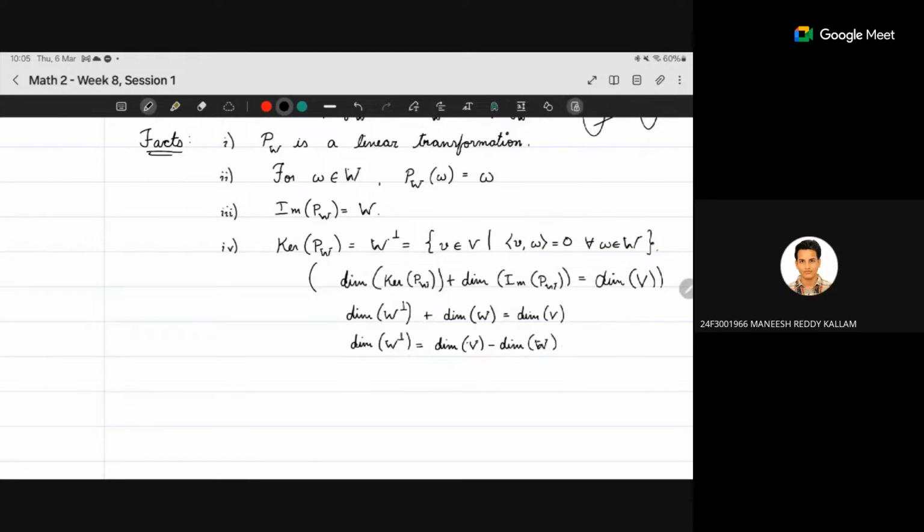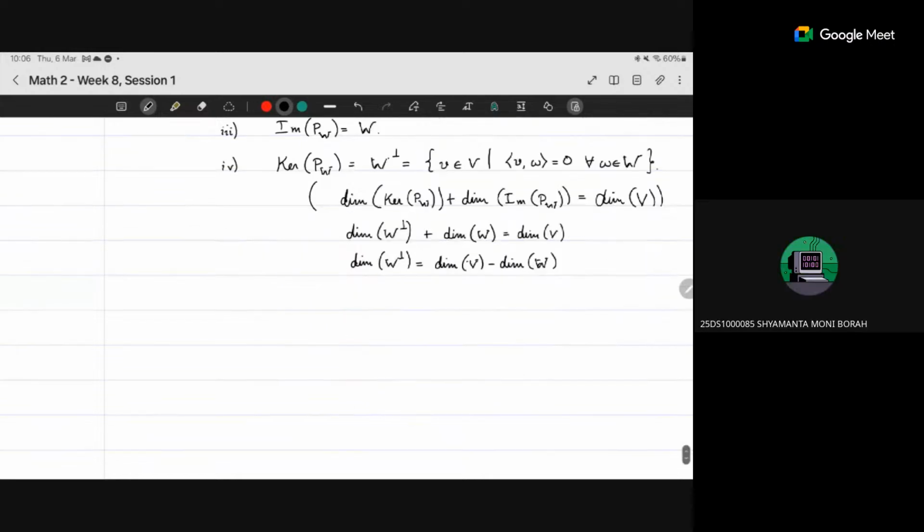So it's like codimension. If you have a plane in R3, the orthogonal complement of that will be a line. If you have a line, what is the orthogonal complement of a line? A point. Now, what does this say? If your W was a plane, this would be 2, this would be 3, and this would be 1. So if I take W to be itself a line in R3, what would be its orthogonal complement? A plane.